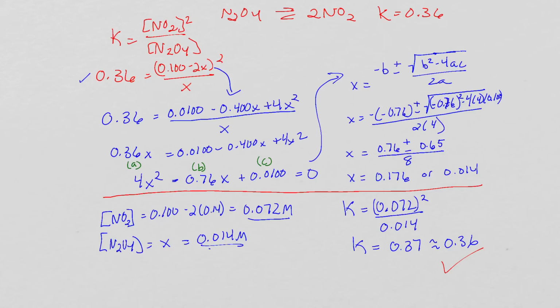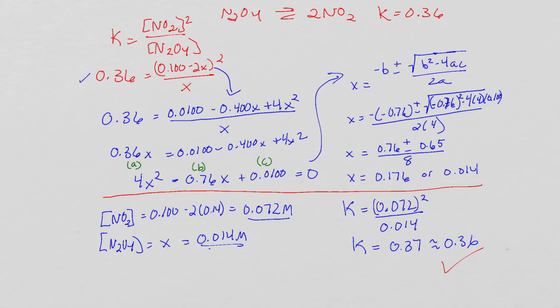And what we should end up with is x equals 0.76, so the negatives cancel here, plus or minus all of the square root simplifies to 0.65, all divided by 8. Now, if you remember back to a quadratic, we're going to end up with two possible solutions, right? One with the plus, one with the minus here. And so we're going to come up with two possible values for x. In this case, x could either be 0.176 or 0.014.